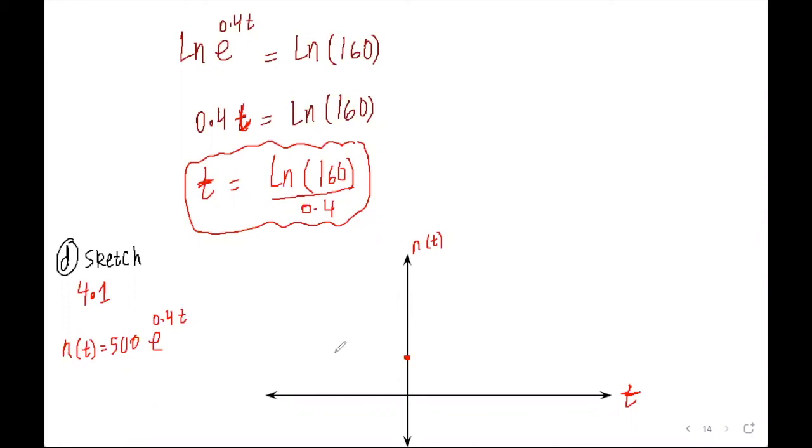And I know the exponential function looks like this from the first section. When a is positive and 500 is greater than 1, the graph will be something like that. Why? Because 500 is greater than 1. So the function starts at 500 here, and the graph will be something like that.